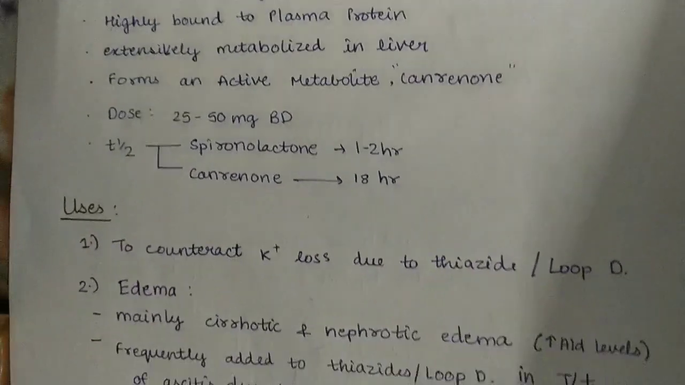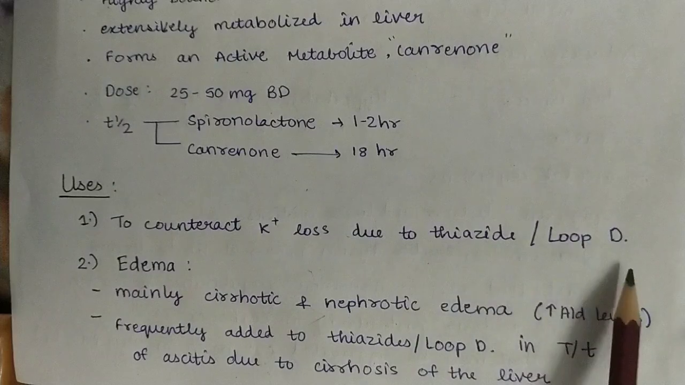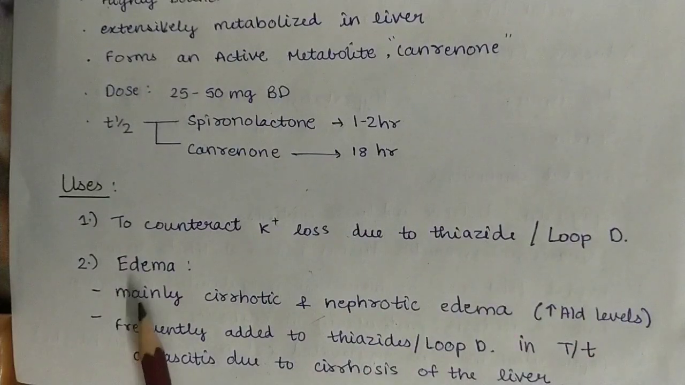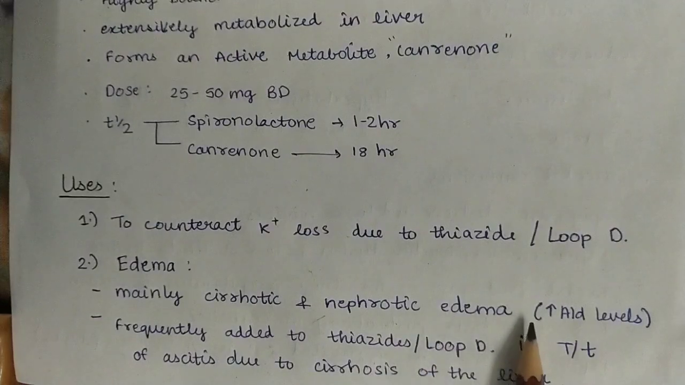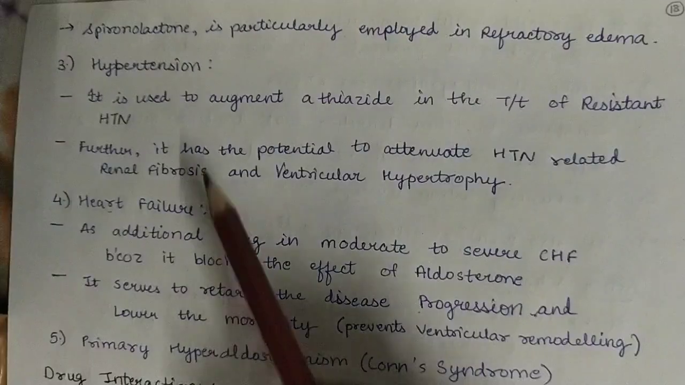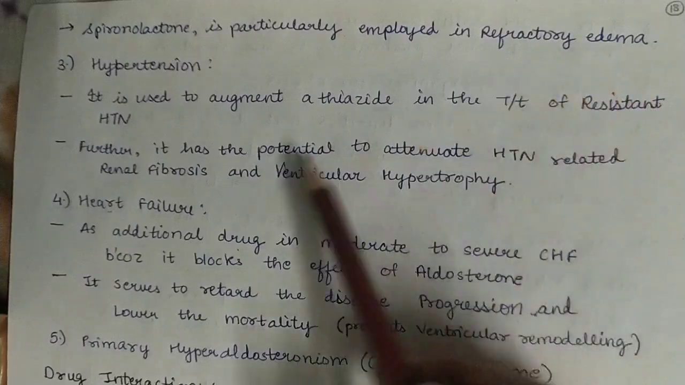Uses. First, to counteract the potassium loss due to thiazide or loop diuretics. Second, in edema, mainly cirrhotic and nephrotic edema in which the aldosterone levels are high, and it is frequently added to thiazides or loop diuretics in the treatment of ascites due to cirrhosis of the liver. Spironolactone is particularly employed in refractory edema.